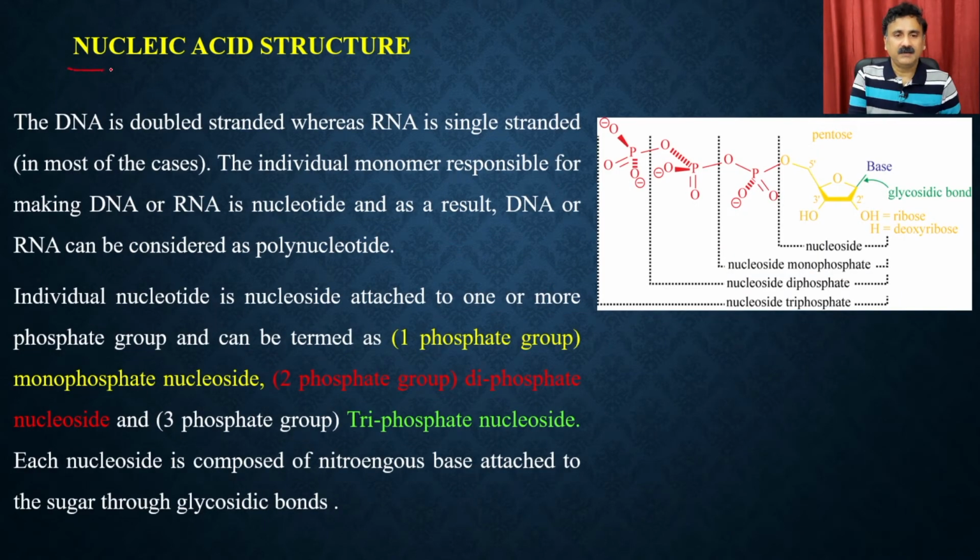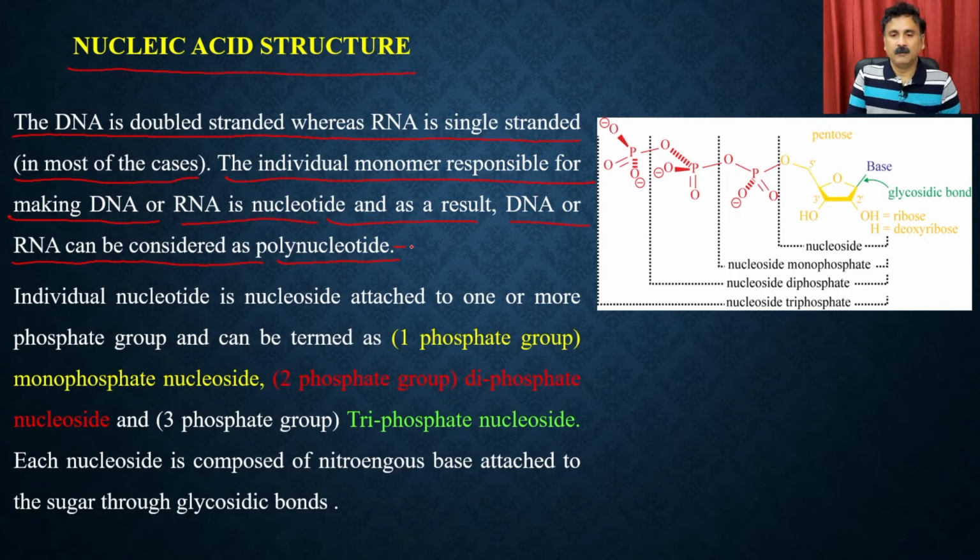Nucleic acid structure. The DNA is double stranded, whereas RNA is single stranded in most cases. There are exceptions where you have double stranded RNA, but those are very few cases. Mostly DNA is double stranded, whereas RNA is single stranded. The individual monomer responsible for making DNA or RNA is called the nucleotide, and as a result the DNA or the RNA can be considered a polynucleotide.